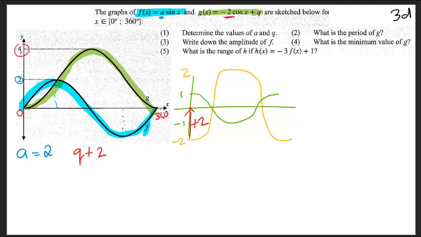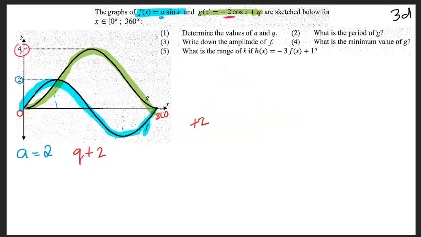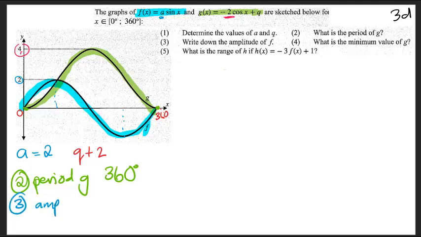Next question, what is the period of g? The g of x is a cosine graph, and we know that the period of g is going to be 360 degrees from start to start. Write down the amplitude of f. We've already done that. Question number 3, the amplitude of f is going to be 2. From flat line to the highest point, flat line to the lowest point.